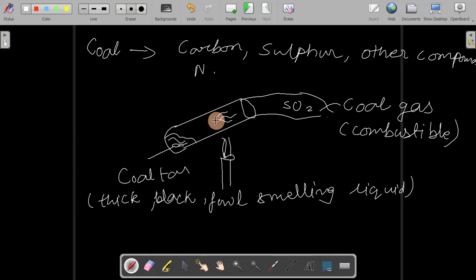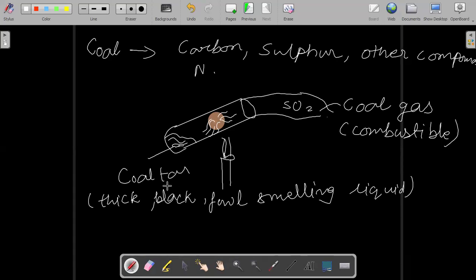That means all the other materials which were present in this coal are being separated out. Some of the materials escape out as gas. Some of the materials leak out in liquid form, and the mixture of those substances is called coal tar. So mainly here we are obtaining three products. We are obtaining coal gas, which is combustible. We are obtaining coal tar.